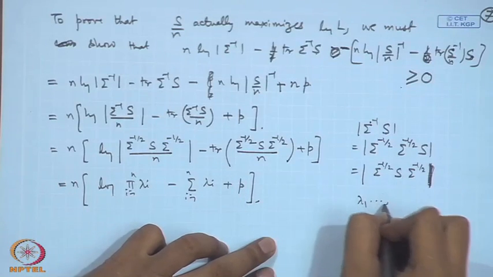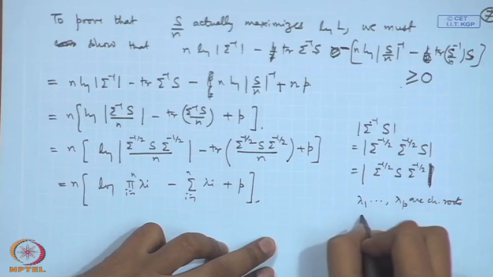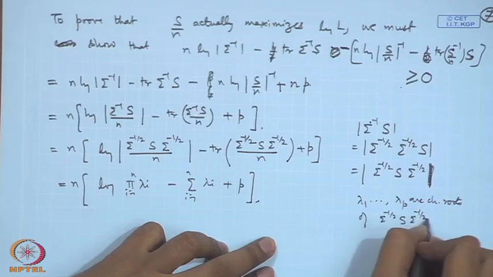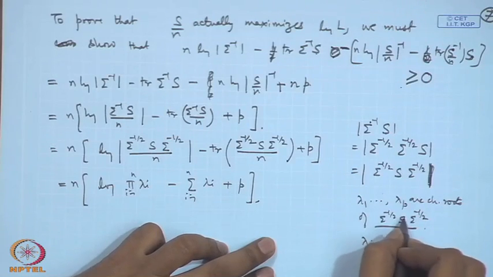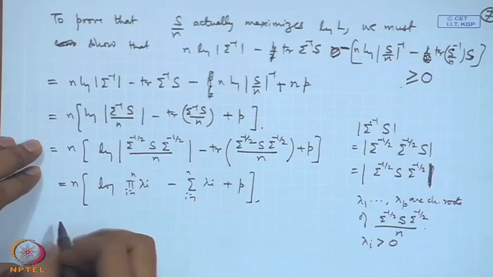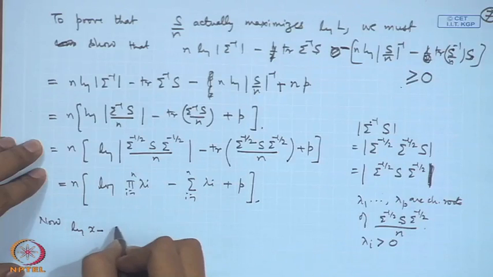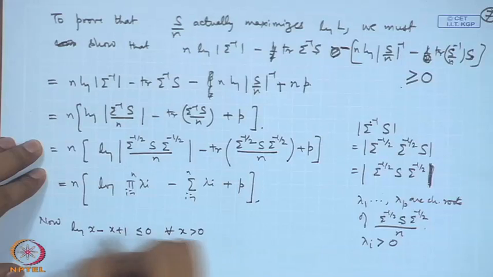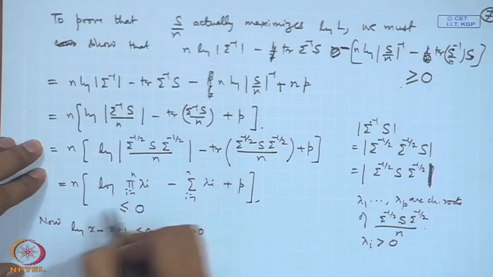Here lambda 1, lambda 2, up to lambda p are the characteristic roots of sigma to the power minus half S sigma to the power minus half by n. Since we are starting with a positive definite matrix, these are all positive. Now, if we consider log x minus x plus 1, this is always less than or equal to 0 for x greater than 0. So, if you look at this term, this is always going to be less than or equal to 0.